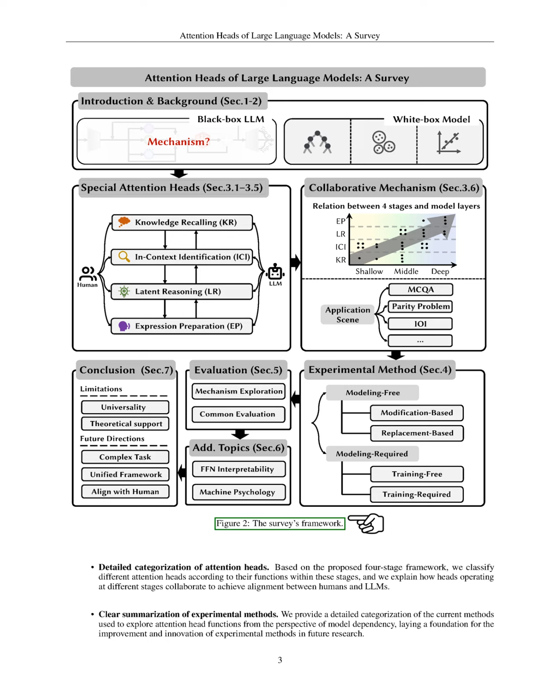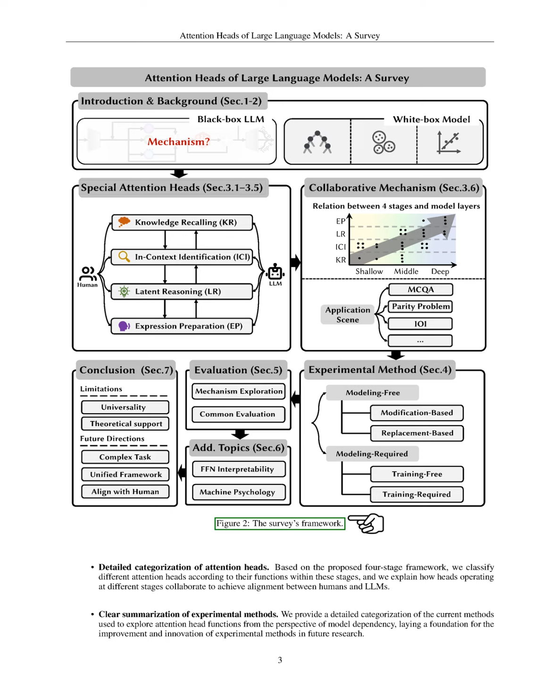To understand how an attention head thinks, we summarize existing research and find that its role is similar to that of the human brain. From a behavioral neuroscience perspective, human thinking can be broken down into 4 steps: knowledge recalling, KR, in-context identification, ICI, latent reasoning, LR, and expression preparation, EP. These steps can interact and transition among each other.